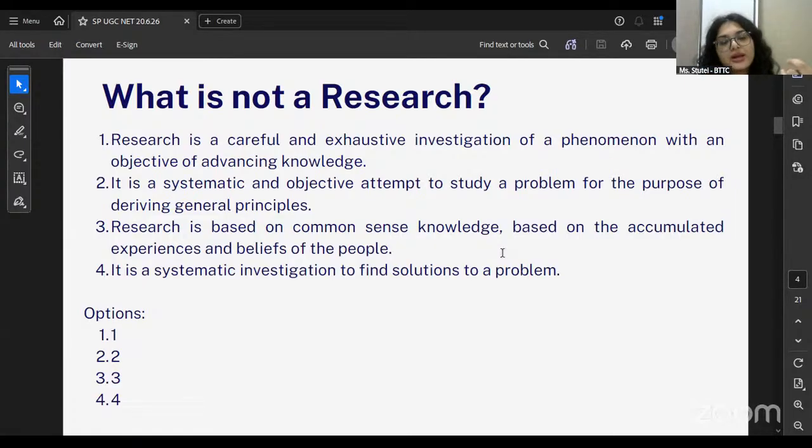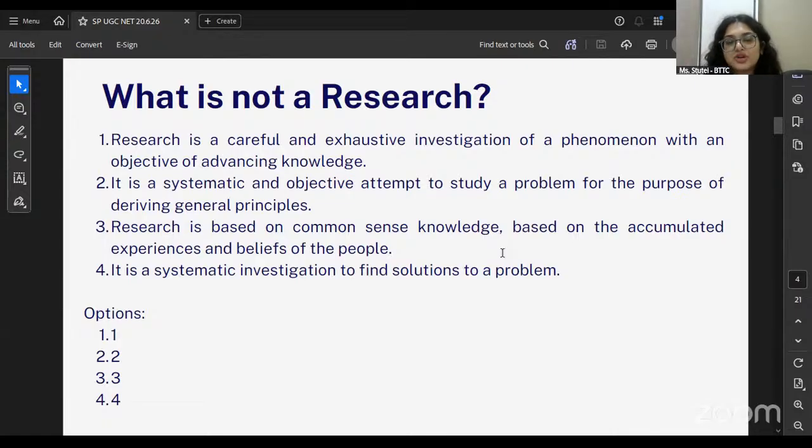Then I realized that I looked at the other options, option number 1, 2, and 4, and then I realized that the third option stood out to me the most, because I was like, research is literally not based on common sense knowledge. Of course, you can get ideas out of common sense knowledge, but you cannot base your research on it.